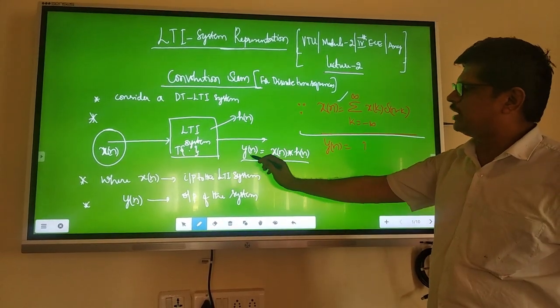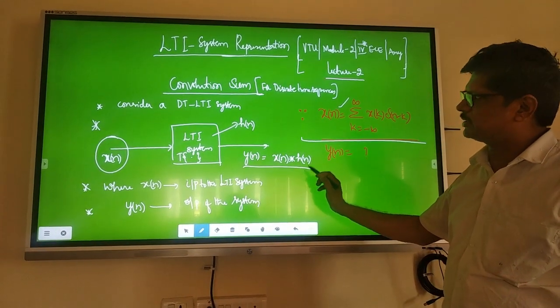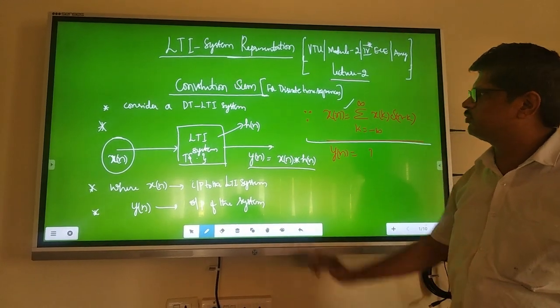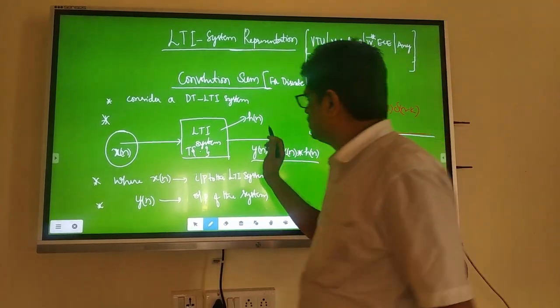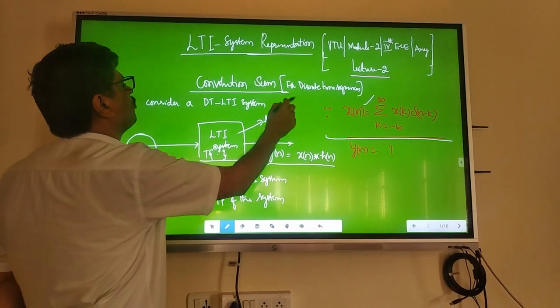If I represent y of n in terms of shifted impulses, then that is nothing but the convolution sum. This is very, very important in signal processing. This technique is also nothing but the convolution sum. What do you mean by that?